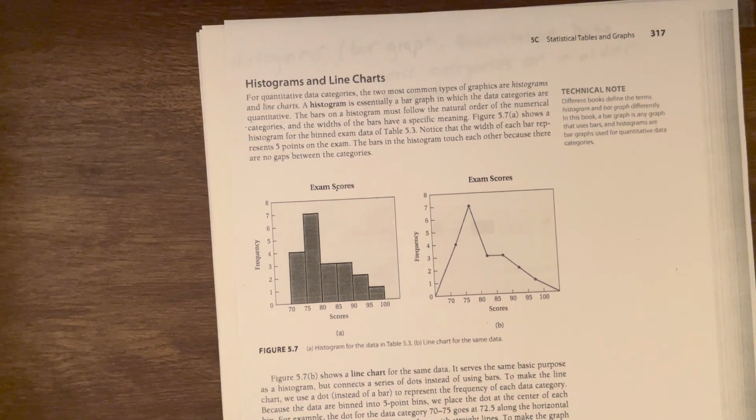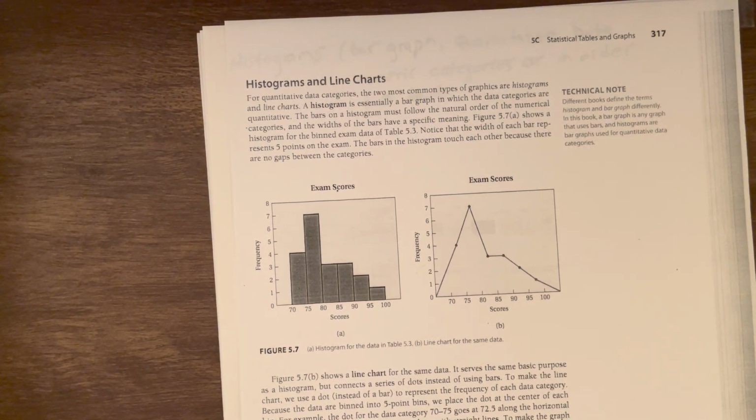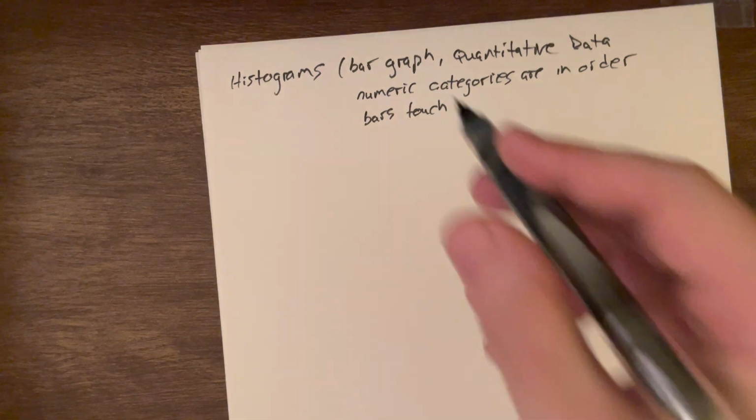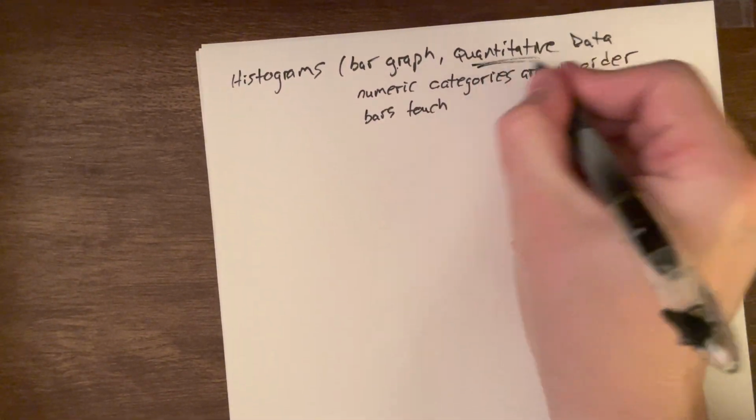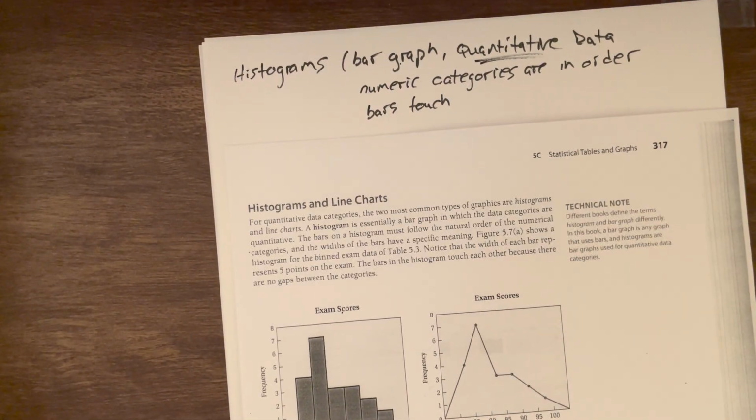Now, I can't make a histogram off of the favorite color because that doesn't make any sense. Like we said, a histogram, while it is a bar graph, only goes with quantitative data.